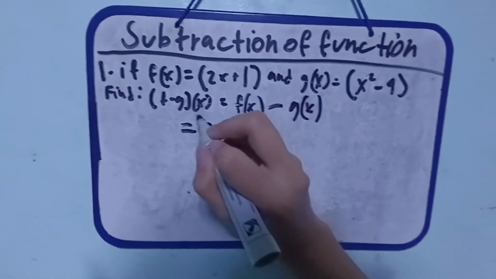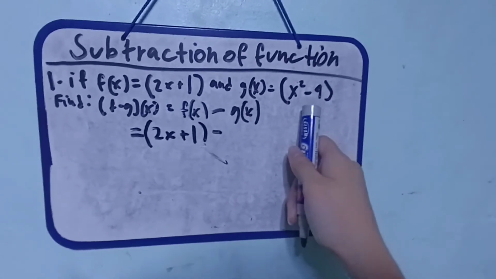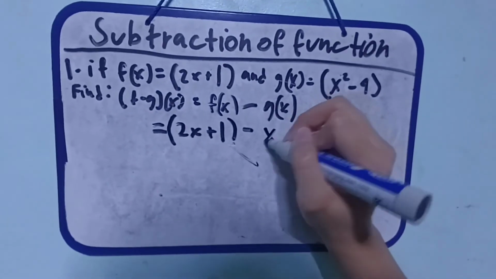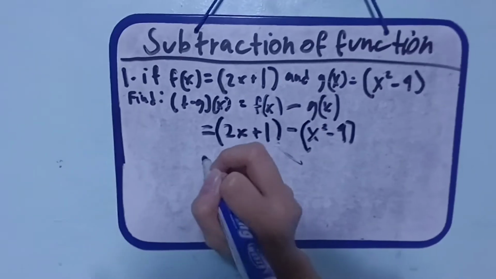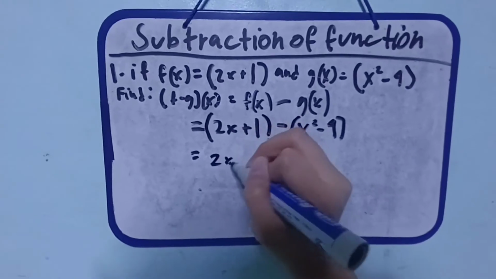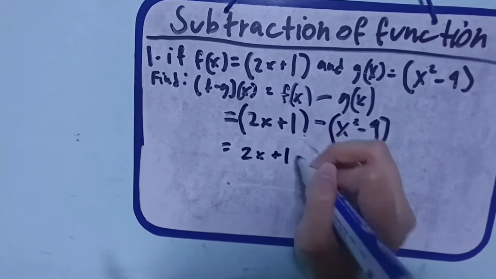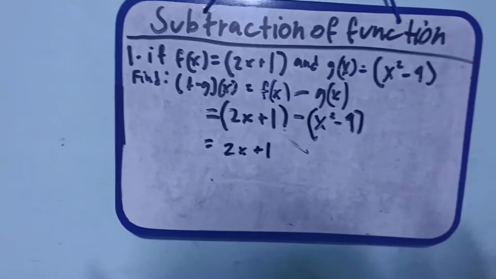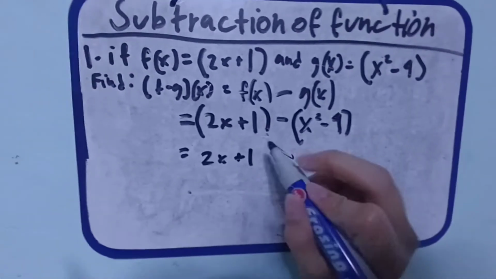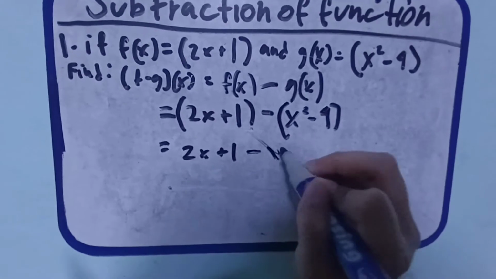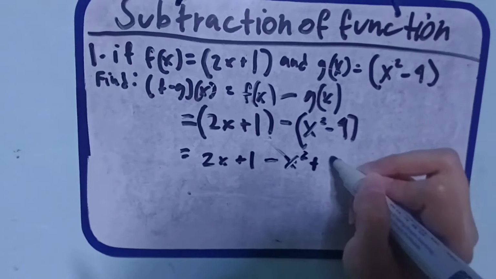Lagyan natin ng parenthesis para hindi tayo malito. Yan, minus g of x. Or g of x is x squared minus 4. Bring down 2x plus 1. And ito na nga, para magdi-distribute na tayo, so negative times positive x squared, that would be negative x squared. Negative times negative 4, that would be positive 4, since same ng sign.